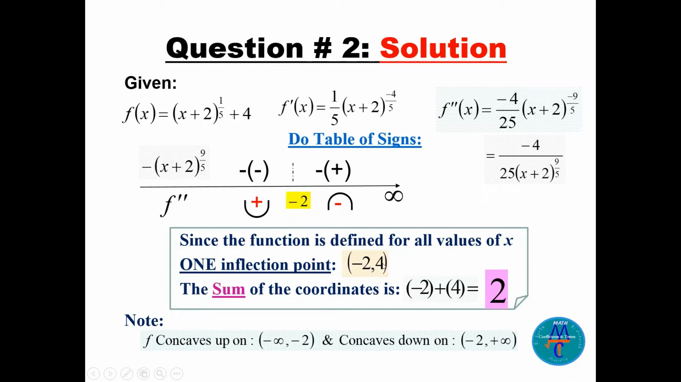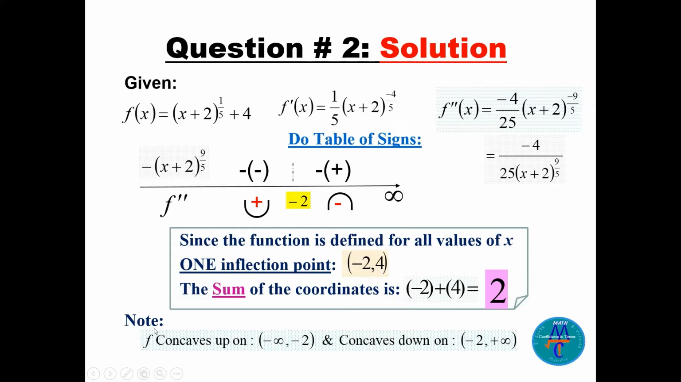We need to find the y value. So we replace minus 2 in the function. Remember, in the given function itself, minus 2 plus 2 will be 0. To the power 1 over 5 is 0, plus 4, so that will be 4. So now the sum of the coordinates, this is the inflection point. The sum of the coordinates, you add them. If you need the product, you multiply them. If you need only the inflection point, this is the point, minus 2 and 4.